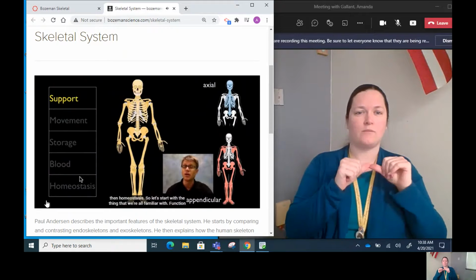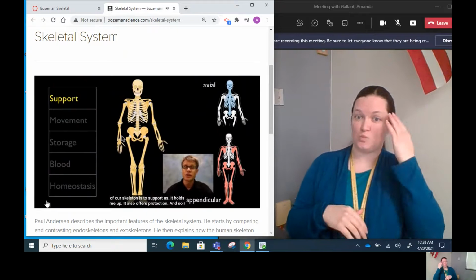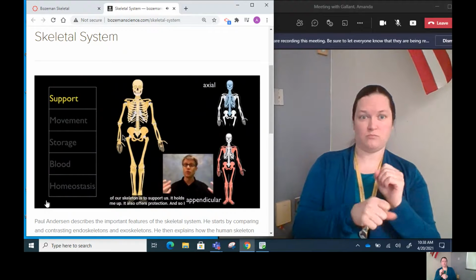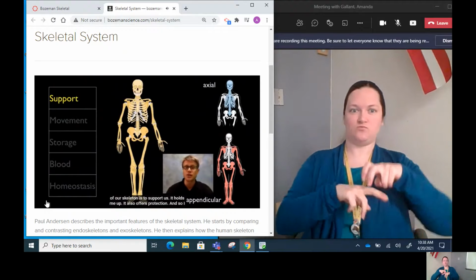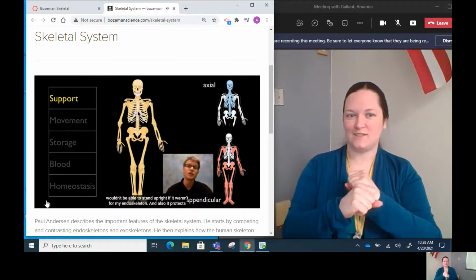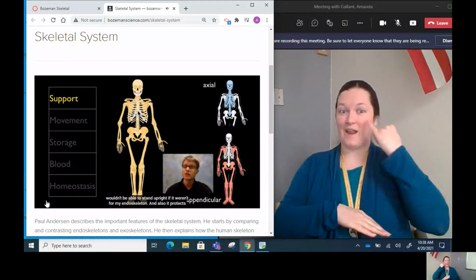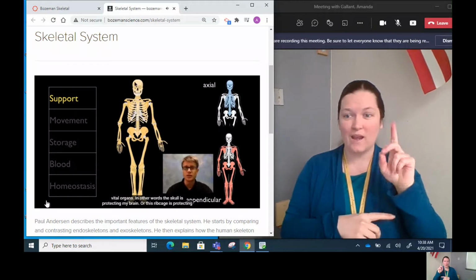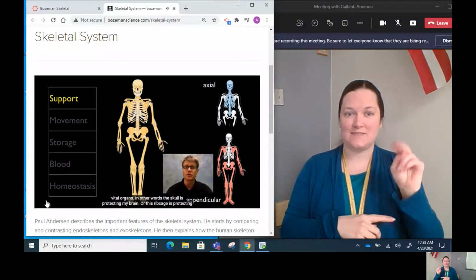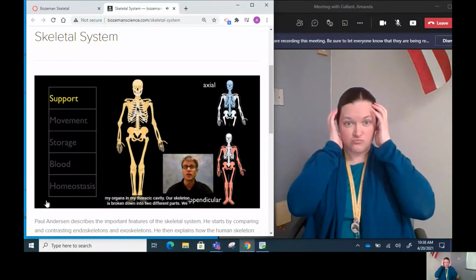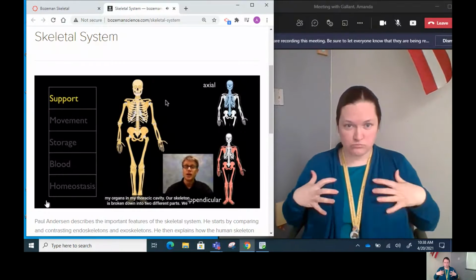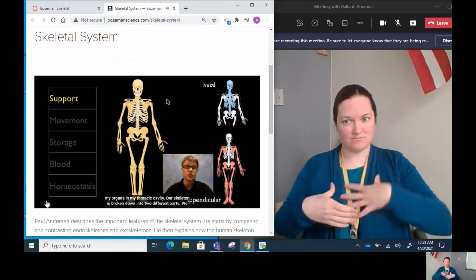So let's start with the thing that we're all familiar with. The function of our skeleton is to support us. It holds me up. It also offers protection. I wouldn't be able to stand upright if it weren't for my endoskeleton. And also it protects vital organs. In other words, this skull is protecting my brain, or this rib cage is protecting my organs in my thoracic cavity.